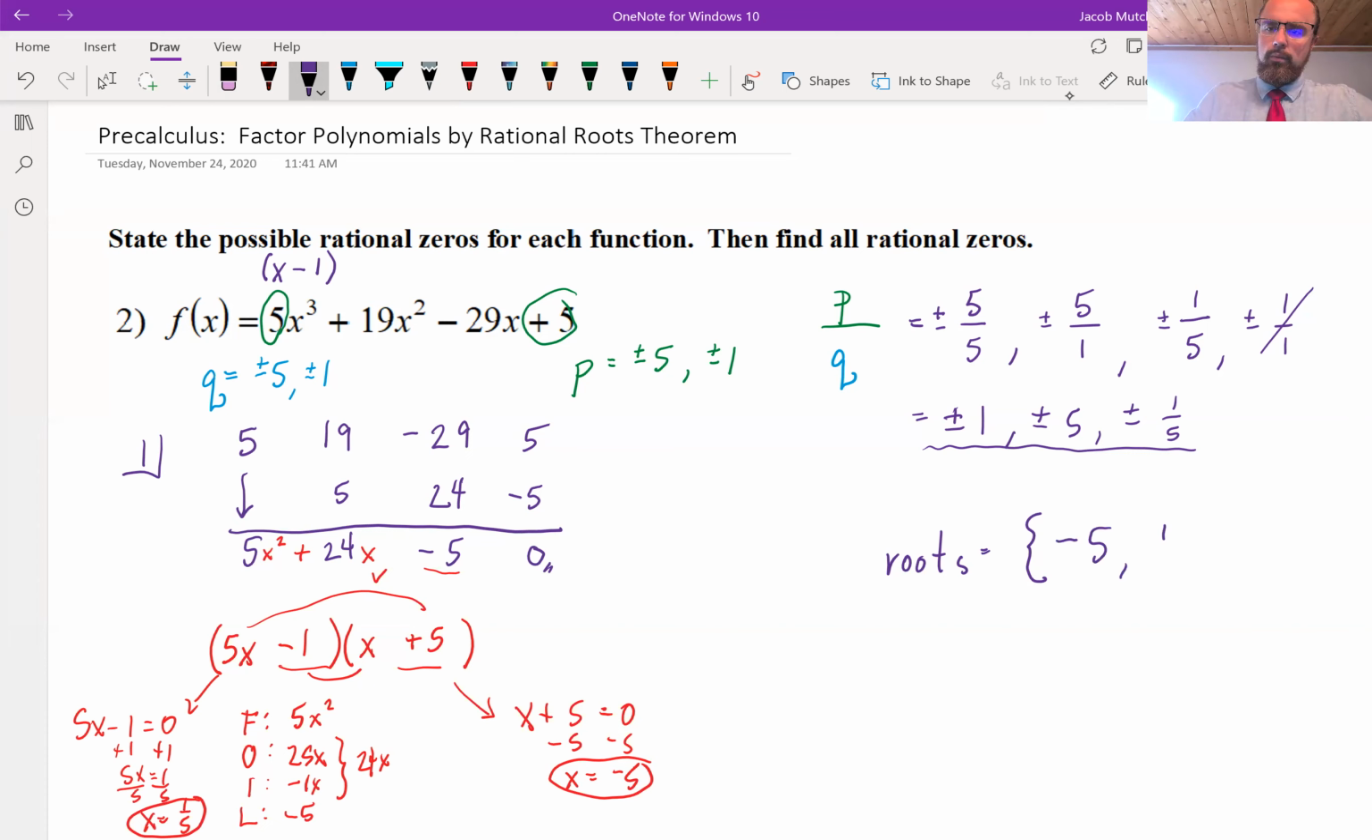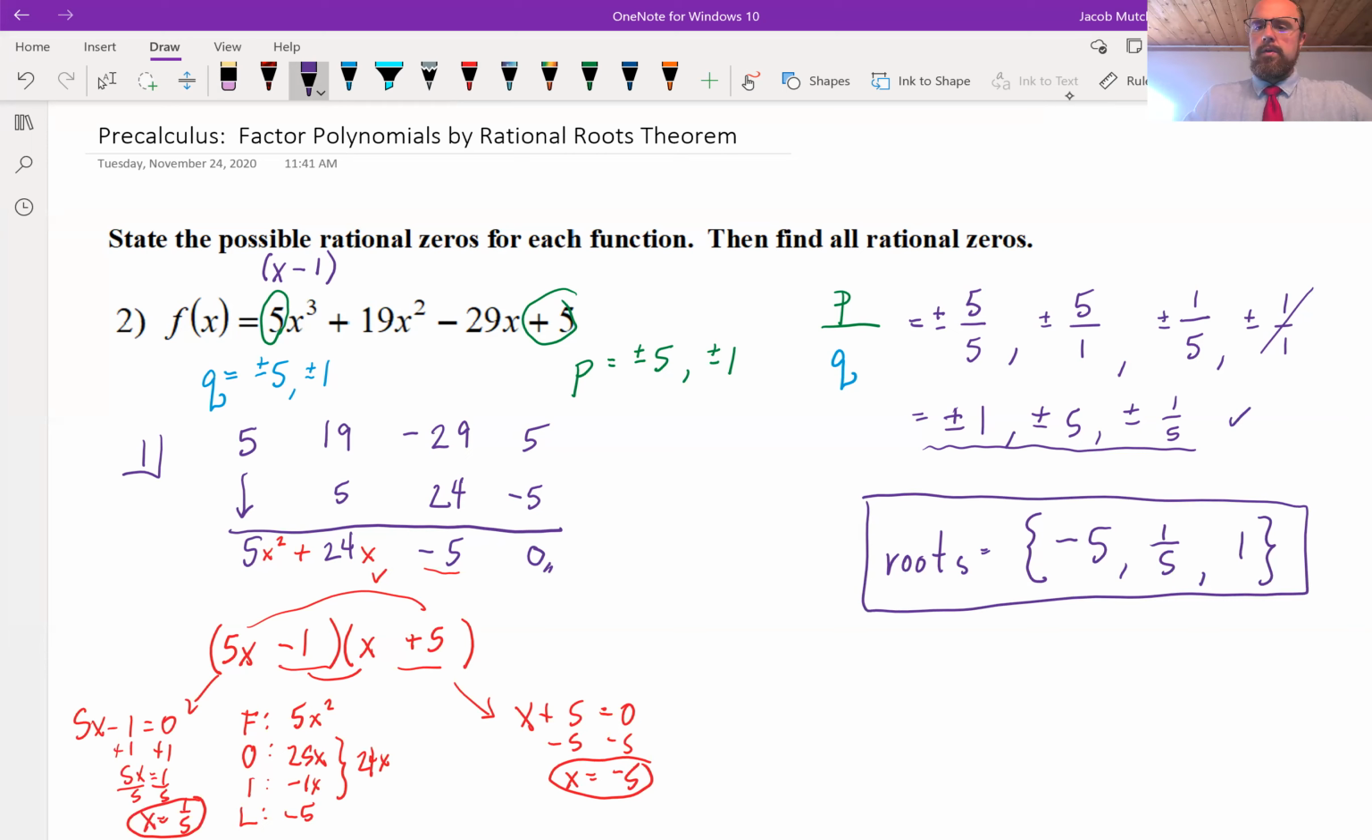So notice that each of those rational roots, -5, 1/5, and 1, are actually represented in my list of P over Q values. So not all of my P over Q values make it into the roots list, but all of my roots are represented by those possibilities. Last thing just to note, I can use this for the factorization. So the factorization of this polynomial is x minus 1 times x plus 5, just pull in those factors from below, and then 5x minus 1.